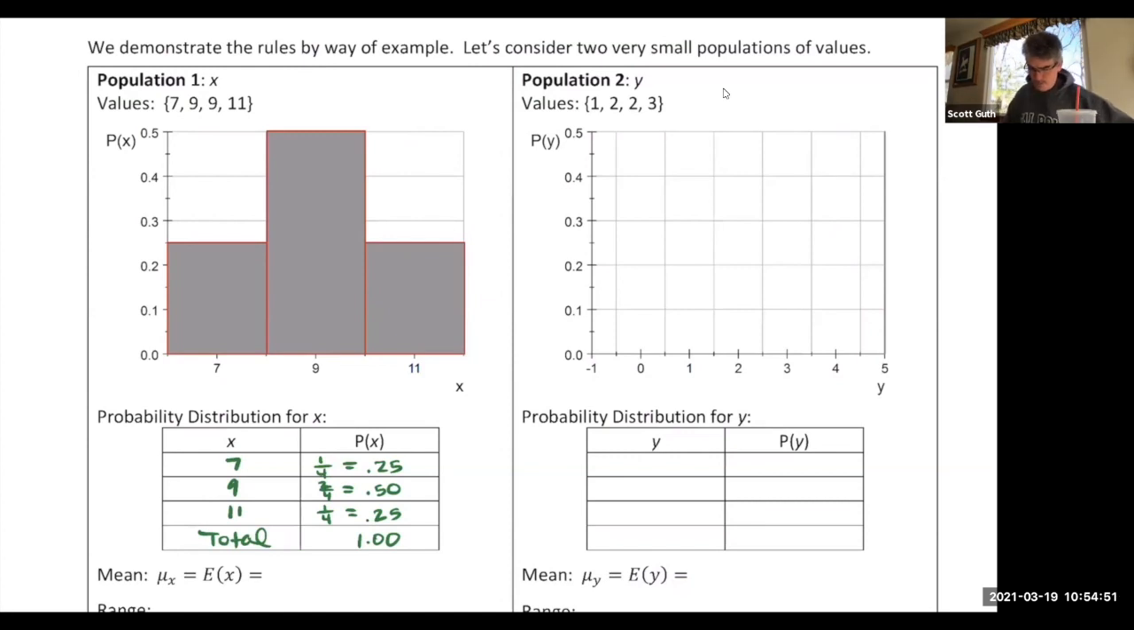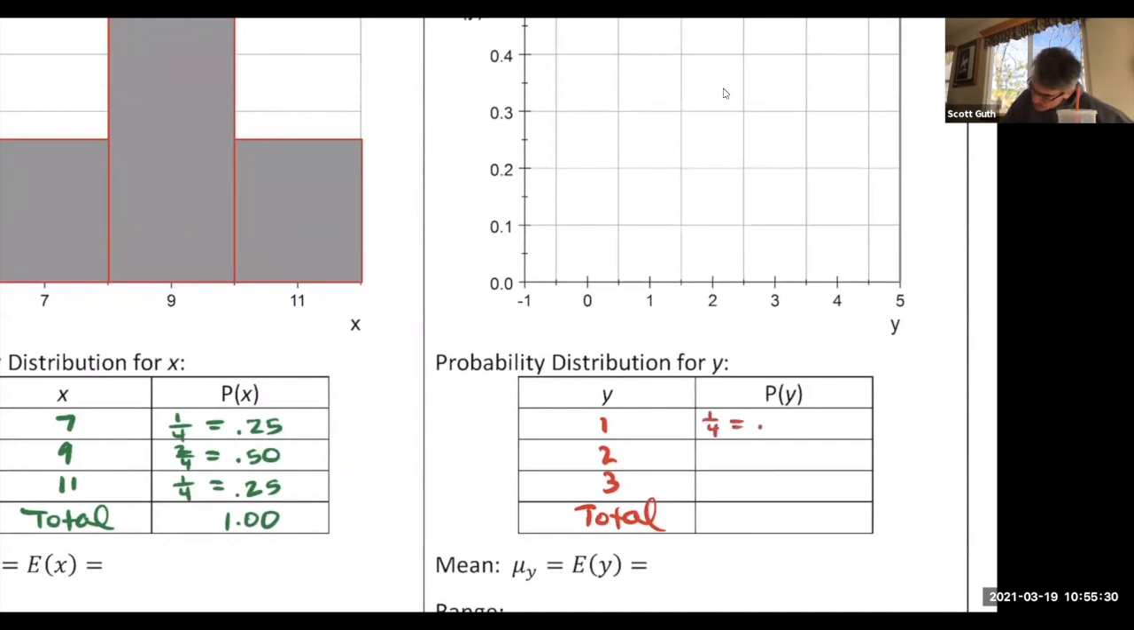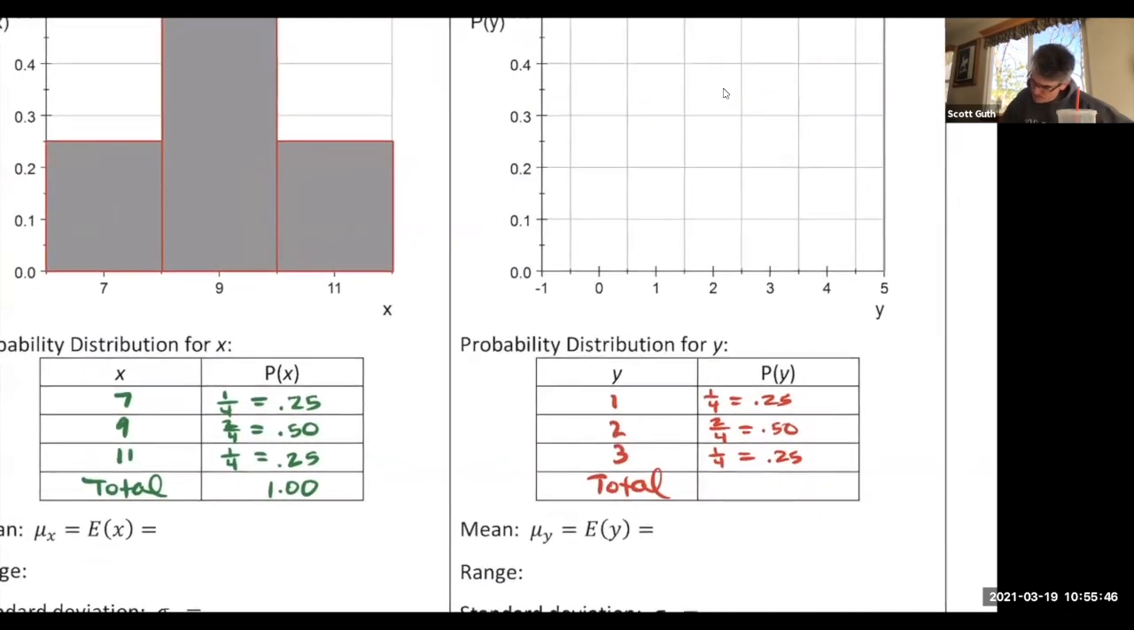So the next variable, this was variable X. The next variable is called Y. It has the same distribution really, but it's a little narrower. 7 to 9 is a farther distance than from 1 to 2. So same thing here. The values are 1, 2, and 3, and I'll make a total row down here. Same probabilities. There's only 1 out of 4. So I'll just go ahead and put this in real quick. Okay, like that. Total is 1.